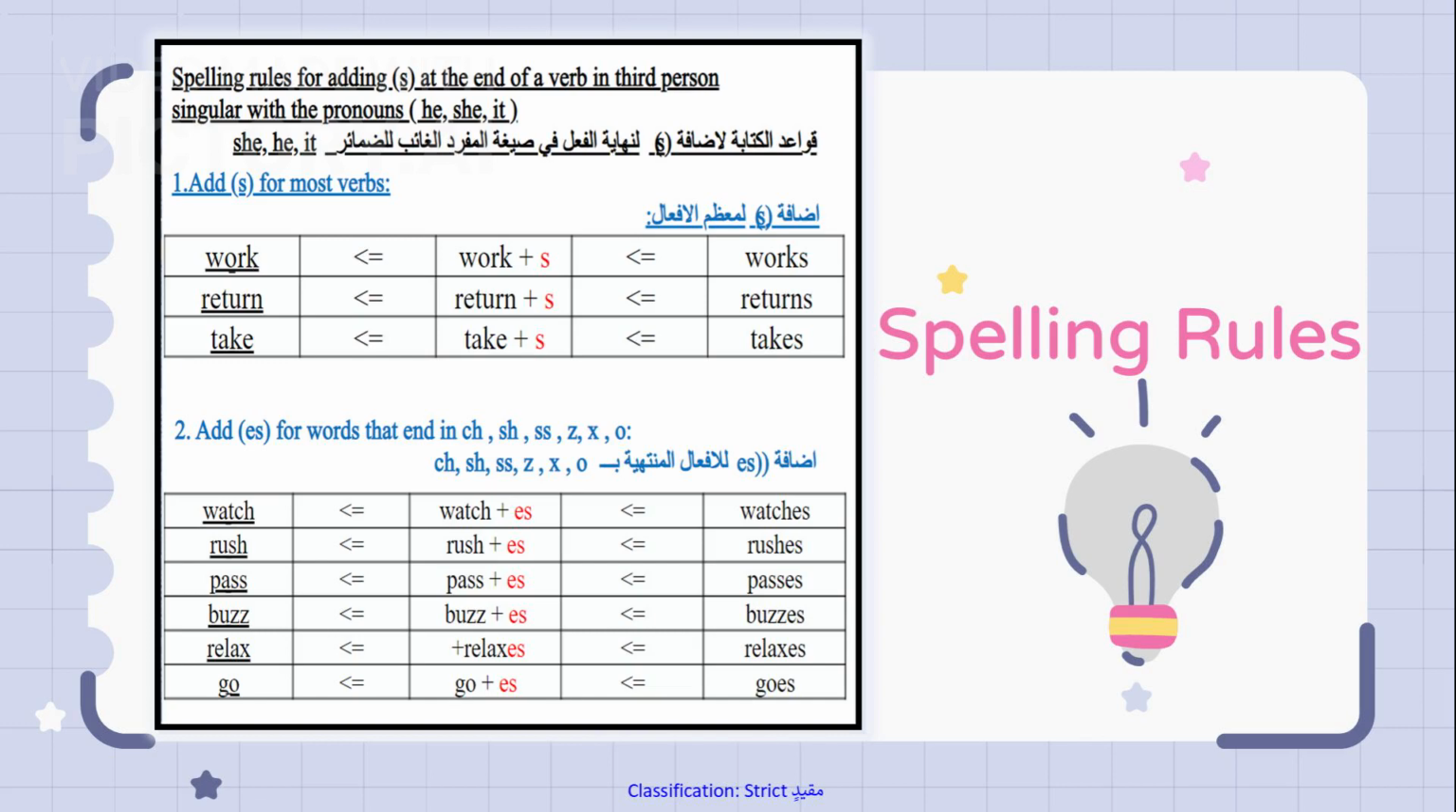Spelling rules are crucial when forming the simple present tense. For most verbs, we add s, but there are specific rules for verbs ending in ch, sh, ss, x, or o. These rules ensure our sentences are grammatically correct.